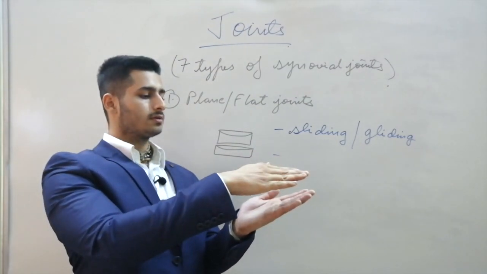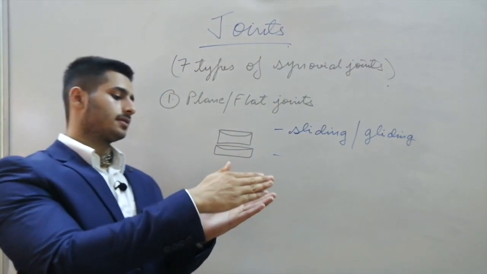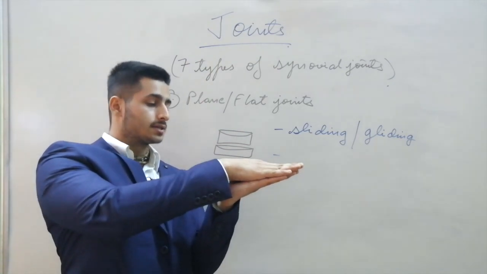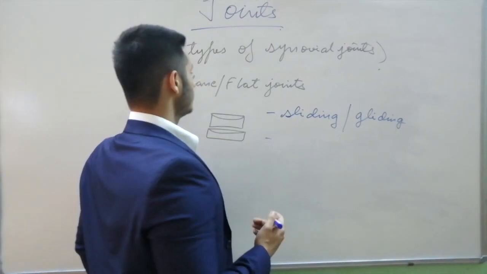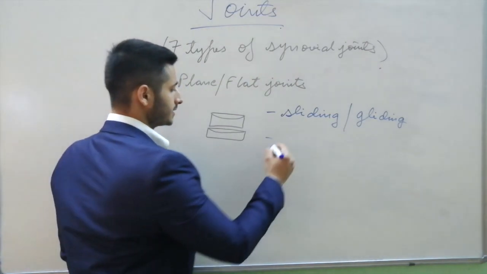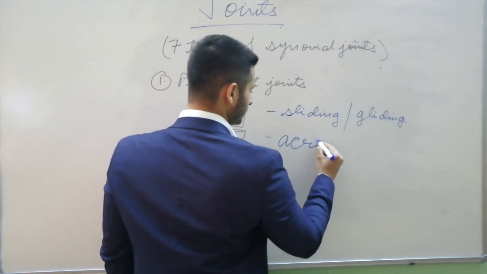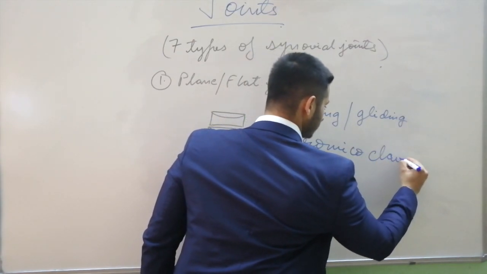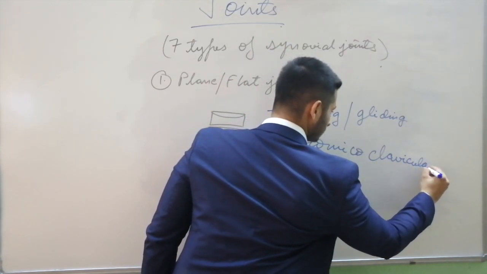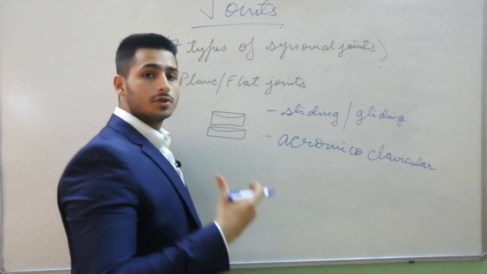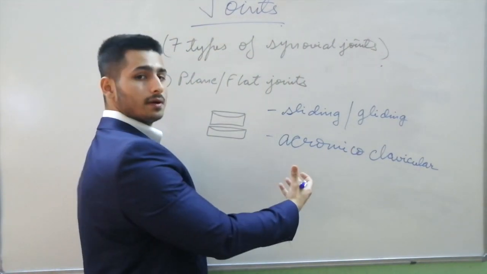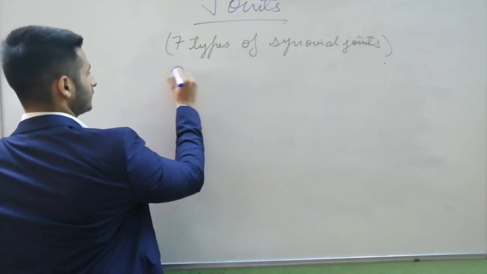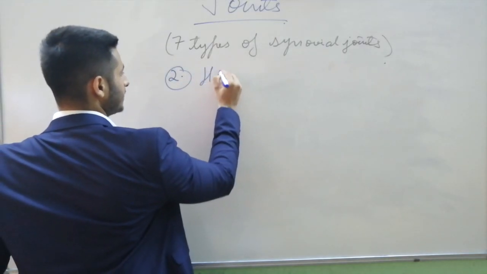Just suppose that these are two bones, and one bone slides across the surface of another bone. An example of a flat joint is the acromioclavicular joint. This joint is a part of the shoulder girdle, and we will discuss this joint in the video on the shoulder girdle. The second type of joint is the hinge joint.